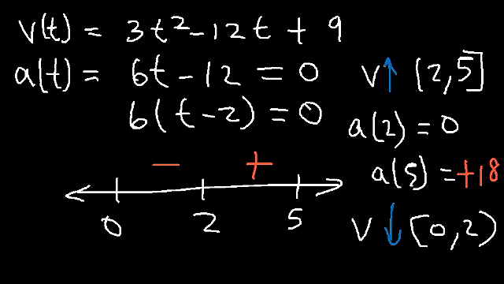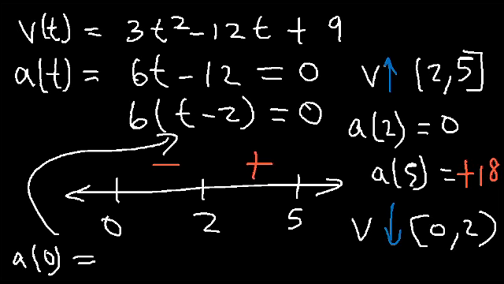Now it doesn't include 2 since it's not negative at 2, it's 0. But it does include 0 because the acceleration at 0 is a negative number. If you plug in 0 into this equation, 0 minus 2 is negative 2, times 6. You get a negative number, which is negative 12. So the velocity is decreasing at t equals 0.